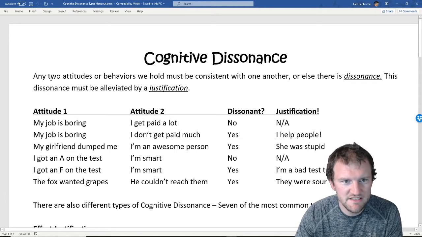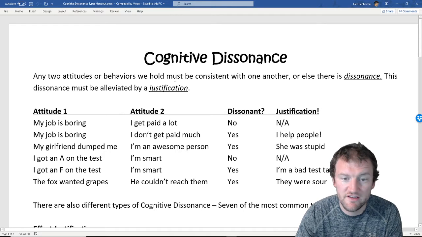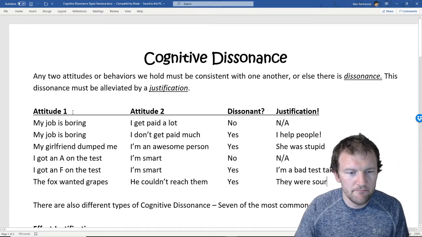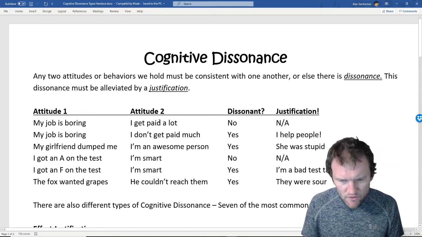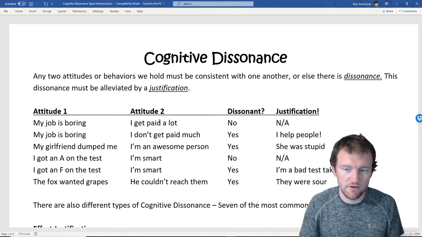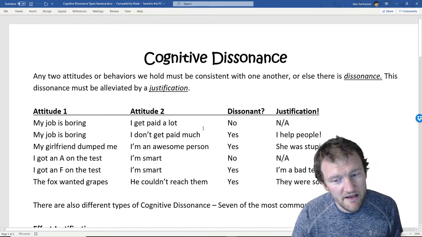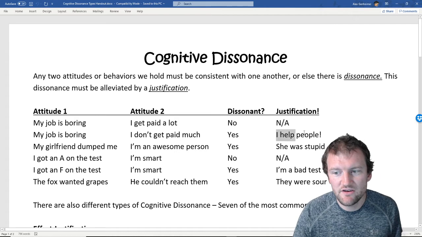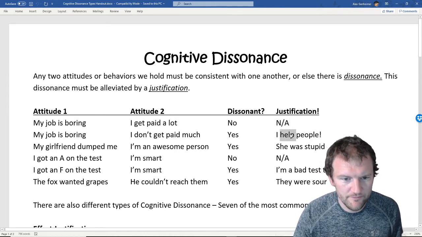Cognitive dissonance in general says that any two attitudes or behaviors we hold must be consistent with one another, or else there is dissonance. And if there is, you have to justify it. So the first example, my job is boring, but I get paid a lot. That's sort of like the $1, $20 thing, where you get paid a lot to do something, and that makes it totally okay. So that's not dissonant. You don't have to justify that. But if your job is boring and you don't get paid very much, that is dissonant. And then you can justify it somehow, saying, yeah, but I love my job, or I help people, I'm making a difference, whatever.